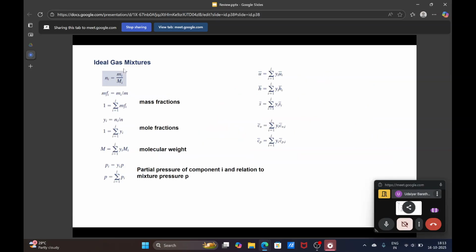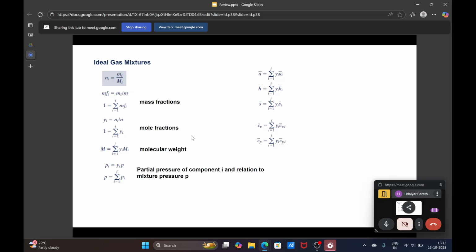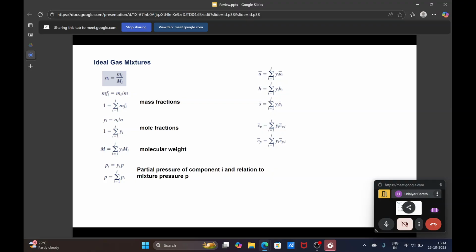And then we have the vapor compression refrigeration cycle, which we saw today. So we have isentropic compression, and then isobaric heat rejection, and then isenthalpic expansion, and then isobaric heat addition. So that is your vapor compression cycle. And then last we also saw some problems on mixtures.